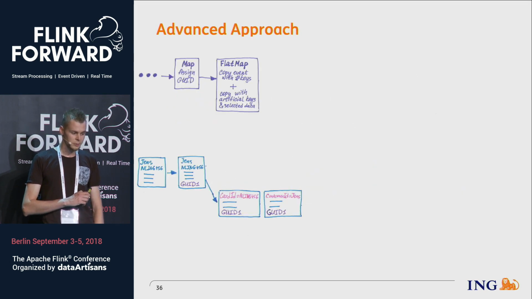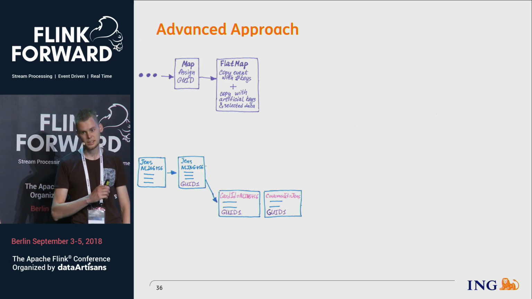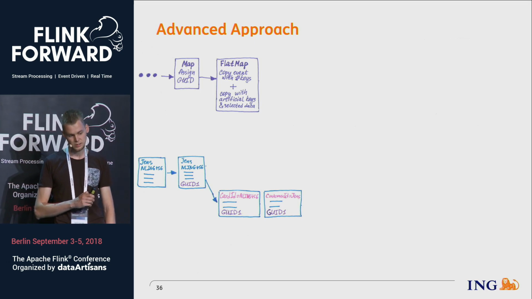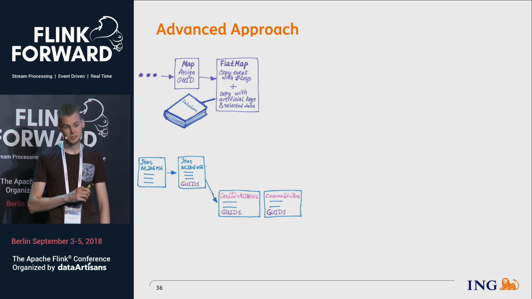So the advanced approach will look as follows. First, again, a unique identifier is added to the event. This unique identifier is again used at the end for aggregating all the information. After the unique identifier is added, the event will be sent to the next flat map. This next flat map will contain parts of the definitions, and from the definitions it will read and get information about how to create a number of artificial keys.